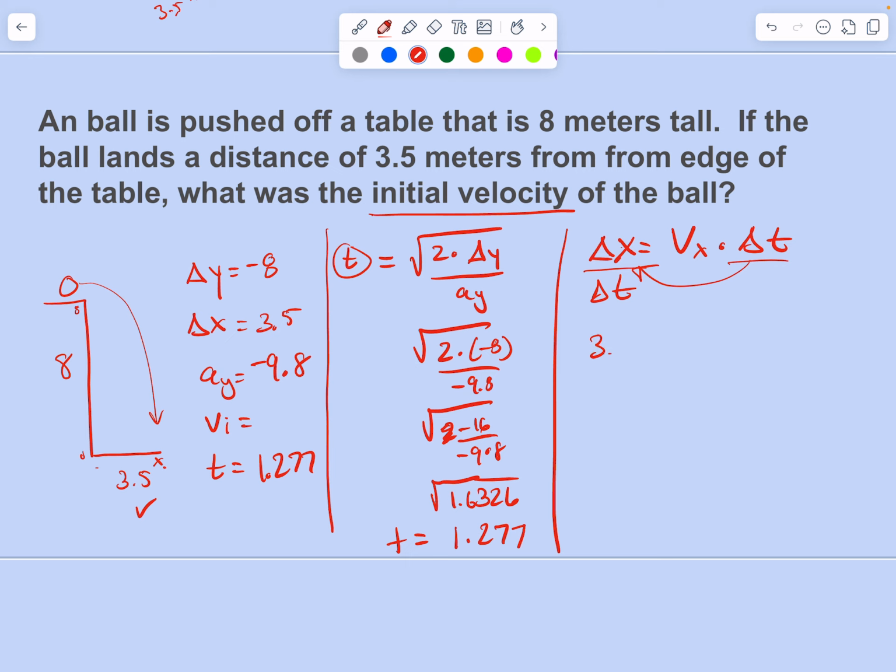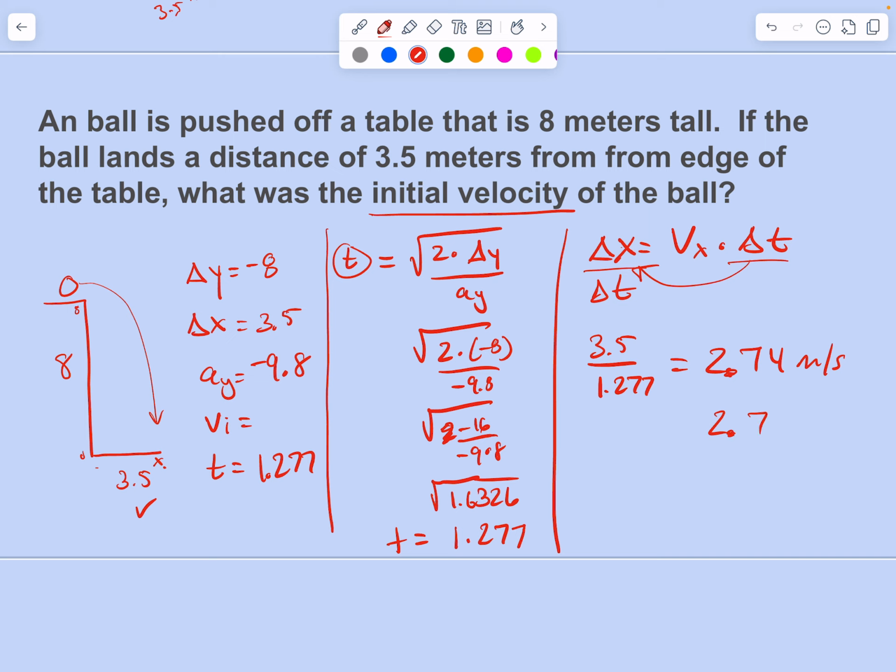So I'm going to do 3.5 divided by 1.277. So 3.5 divided by 1.277 is going to equal, in this case here, 2.74 meters per second is how fast the ball was traveling in order for that to all work. So 2.74. If I did the nearest tenth, I'd have 2.7, and that's it.